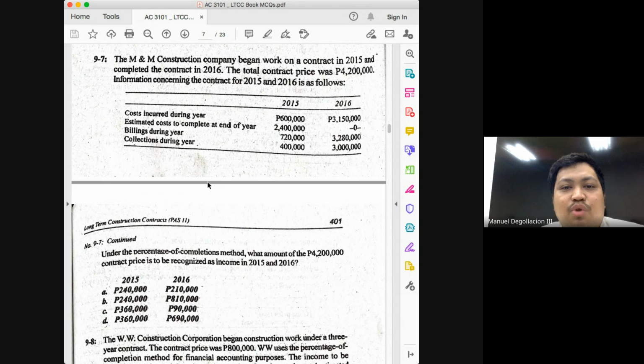Okay? Proceed to 2016. Do we need to solve for the percentage of completion in 2016? No, because we know that it is 100% because the remaining cost to complete is 0. So the only other thing we need is to determine the expected gross profit. What are the two things we need to solve for the expected gross profit? Contract price and cost at completion. Contract price again given. Solve for cost at completion.